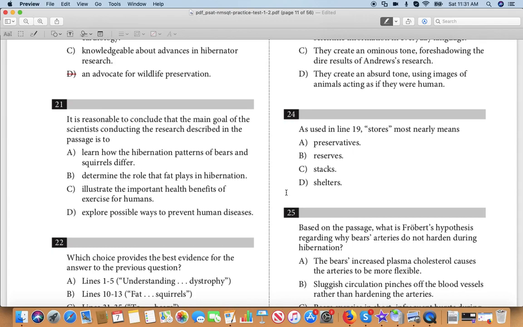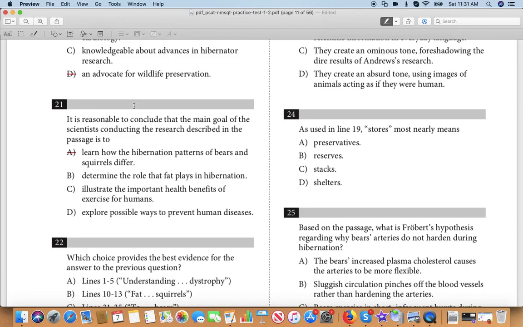Let's test the answer choices. Great. Is the main goal to learn how the hibernation patterns of bears and squirrels differ? No. There's just no evidence for that. That's silly. Try B.